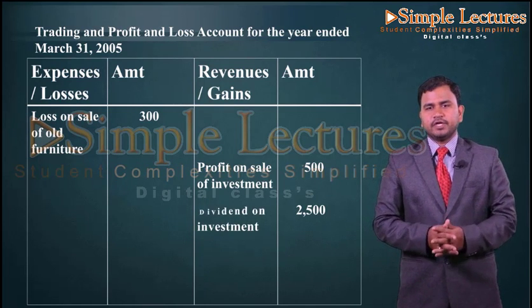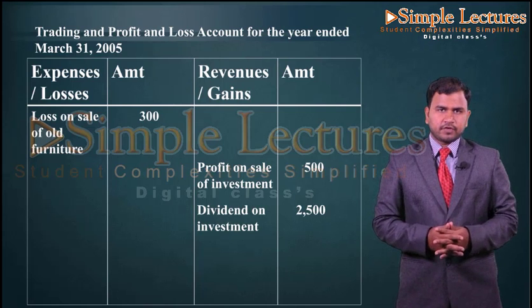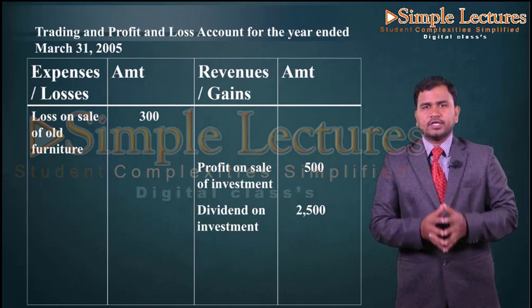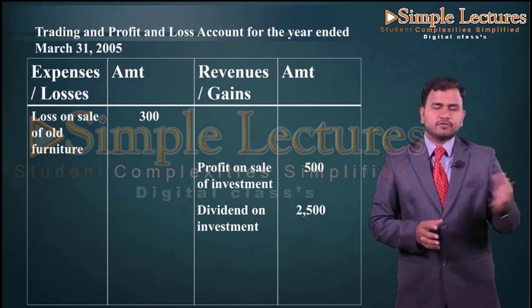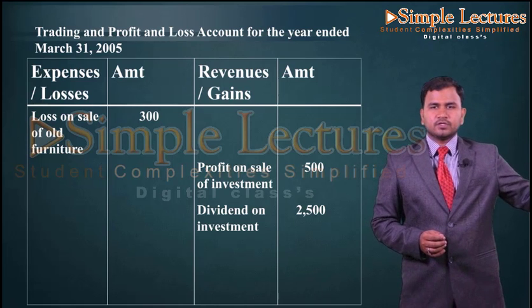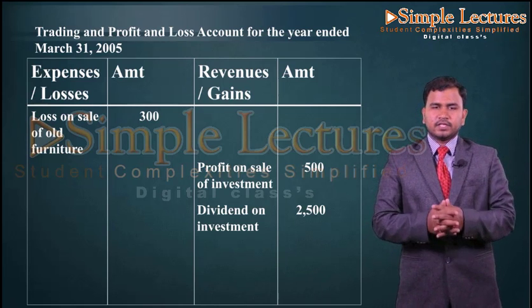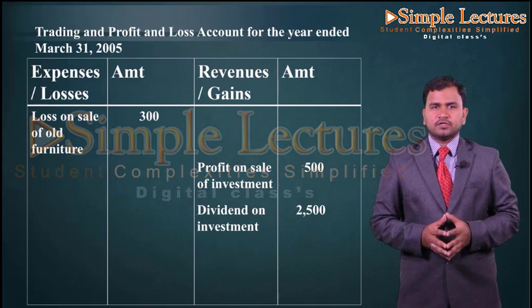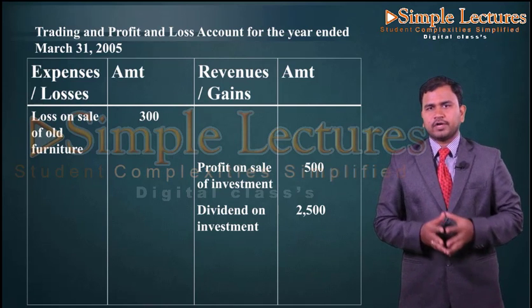So income will be recorded in the credit side, profit on sale of investment 500. Then we have dividend on investment, which is 2,500. Dividend is nothing but income, which is non-operating income, which will be recorded in the credit side, dividend on investment 2,500. Then we are going to close the account here to find out whether we have net profit or net loss.